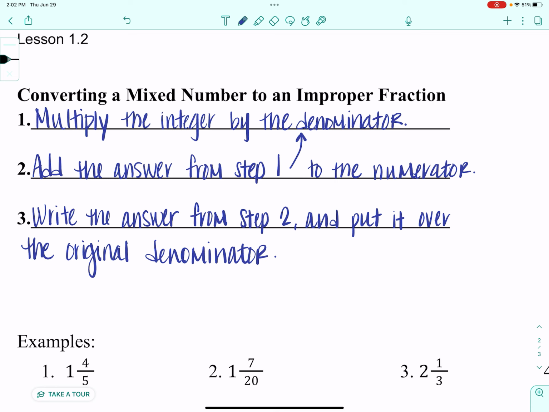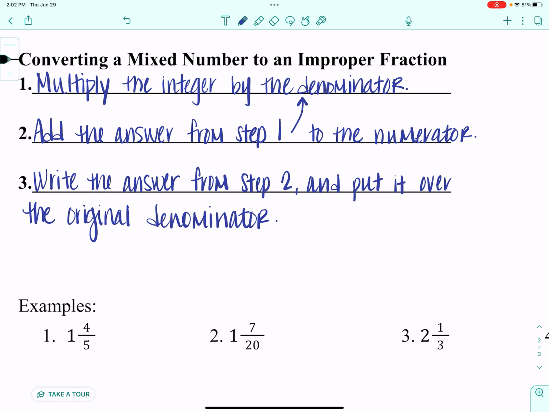And I know when you read that, it can be super confusing all at once, but I promise we are going to do some of these together.